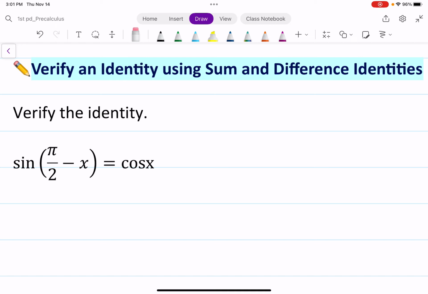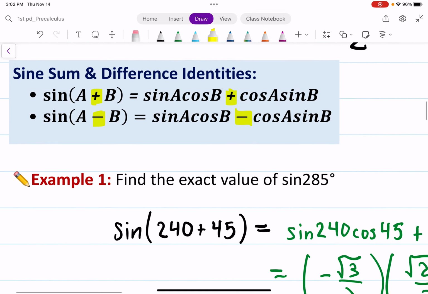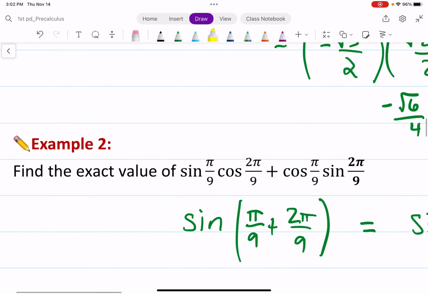But what we can do is use our sum and difference formula. Since this is sine, that's the one that's sine, cosine, cosine, sine. So I'd say sine, cosine, cosine, sine. And then you keep the sign in the middle since it's negative. I say negative, right? So it comes from that blue box of the formulas, okay?